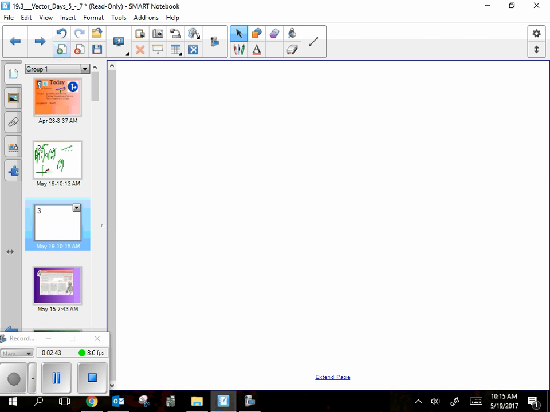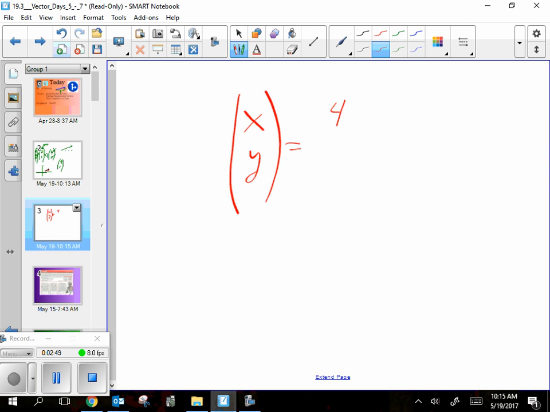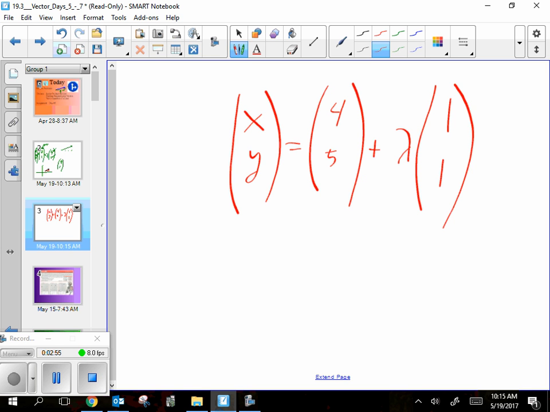All right, so let's say I gave you this equation. xy is 4, 5 plus lambda 1, 1. I'd like you to try to draw that. Just sketch what it looks like. You know where it starts, and you know where it goes. The common mistake is people think it starts here and then ends here. That is not what happens. It starts here, and then it goes this far. That's true.